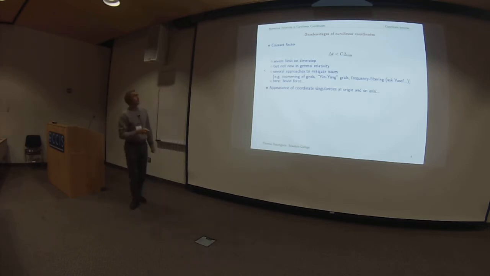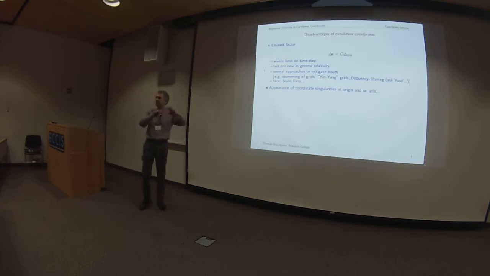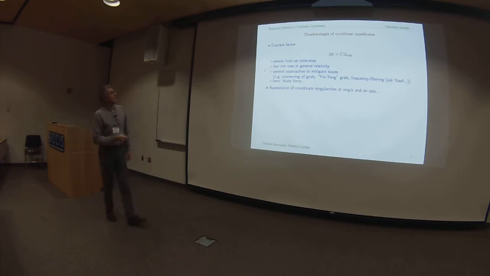That, of course, is a problem, and therefore this imposes a severe limit on the time step. Now, the good news is this problem is not new in this context. It exists in any code that uses spherical polar coordinates, like Newtonian hydrodynamics codes. You can use any technique that has been developed in that context to mitigate these issues. Those techniques include, for example, the coarsening of the grids, the so-called Yin-Yang grids, which have been introduced in the context of geophysics. There's also frequency filtering. Joseph is working on that. Zach is working on a different method. So there are certainly things that you can do. In the meantime, everything that I'll show you uses a technique that's called brute force.